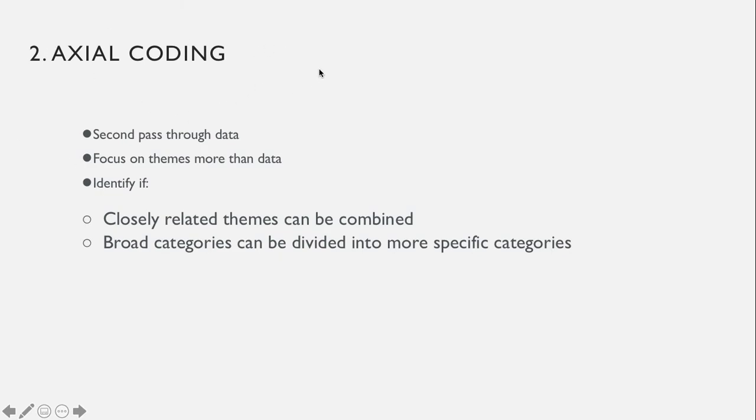So the next step is axial coding. It's the second pass through the data, and you focus on themes more than the data. And you identify if closely related themes can be combined, and if broad categories can be divided into more specific categories.